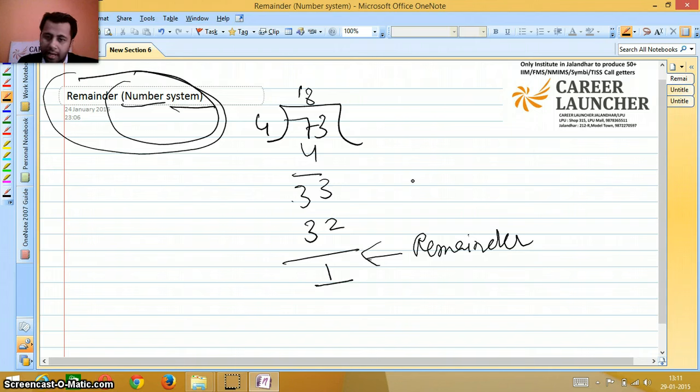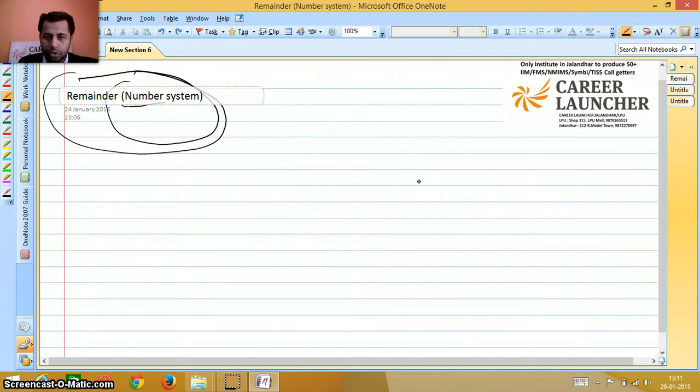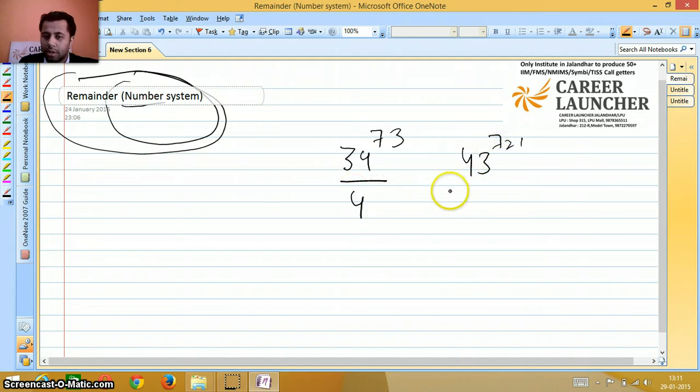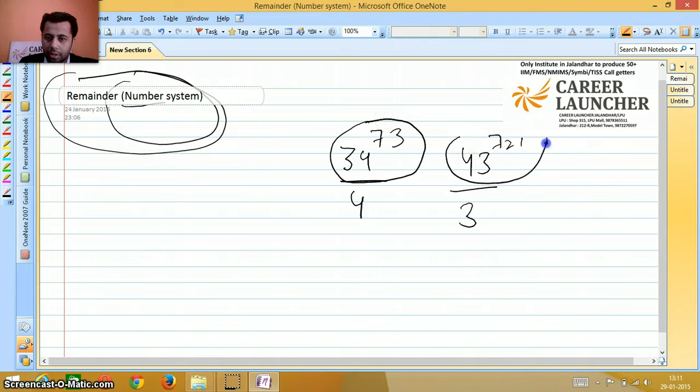Now, but in CAT and other aptitude exams like Bank PO, SSC, GRE, GMAT, we don't encounter simple questions on division. We encounter questions like there are huge numbers such as 34 raised to power 73, which when divided by 4 we need to find out the remainder, or 43 raised to power 721 divided by 3 we need to find out the remainder, right? So this is a huge number. Dividing this number with 3 and finding the remainder looks tedious, but it's a very simple process. Now how do we do it?